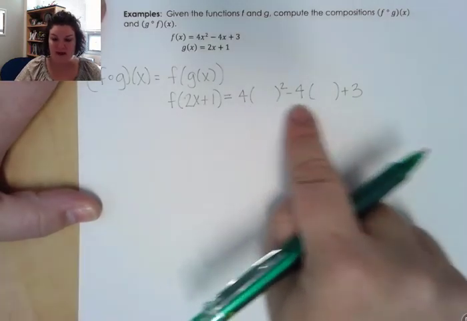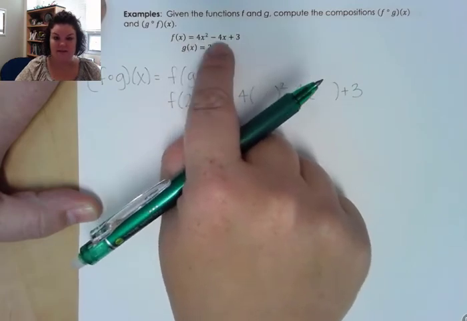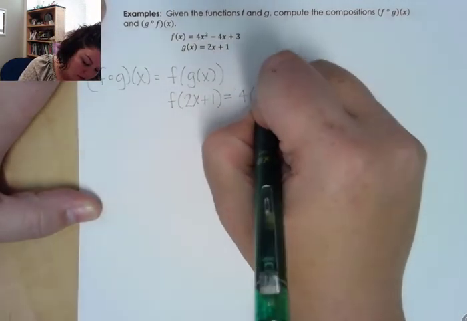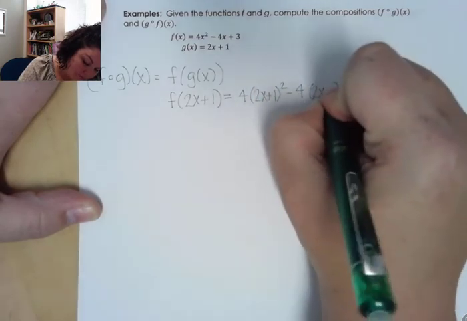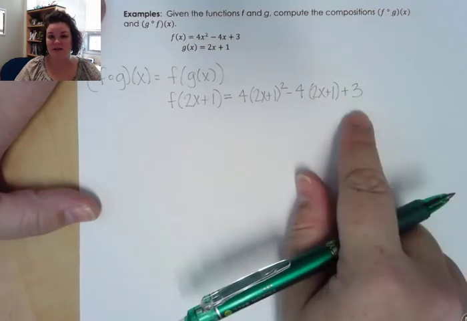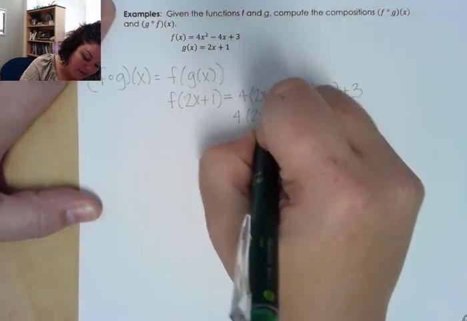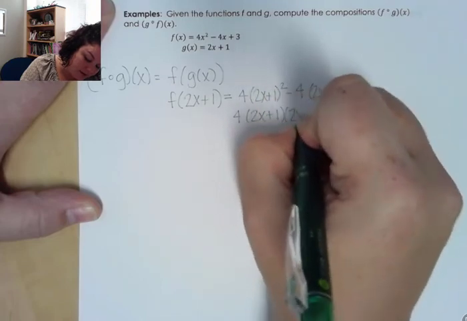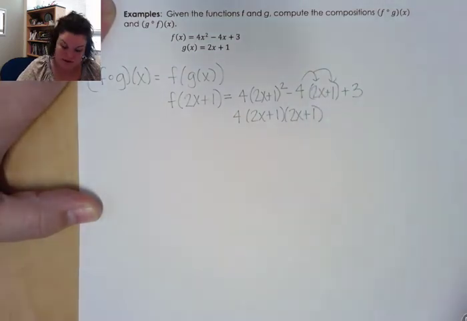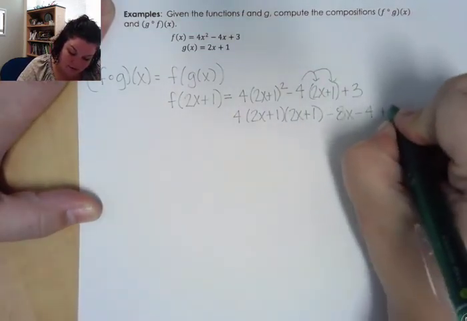Okay, so this is my f function, and I've just put parentheses where there's x's. That way I can plug in what's in my parentheses, which is 2x plus 1. Once I plug in my values, now I just need to simplify this. I'm going to write this quantity out as 2 copies of it, 2x plus 1 times 2x plus 1. And I'm going to distribute this negative 4. So I get negative 8x minus 4 plus 3.